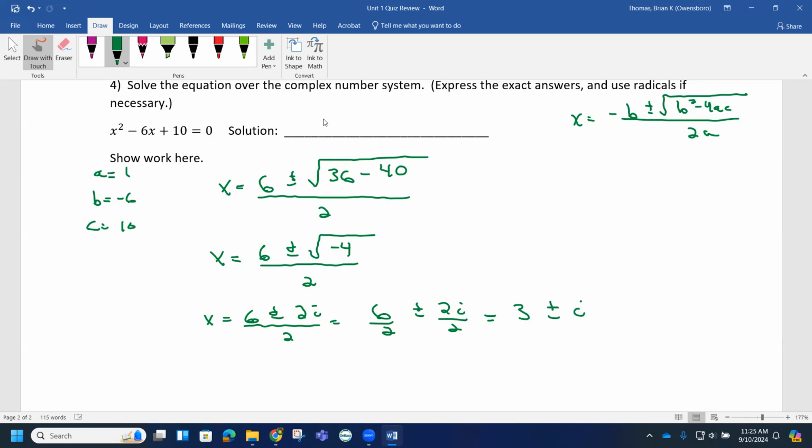So our solution would be those two solutions. So 3 plus or minus i becomes our two solutions. You could separate them with a comma, if you will, as well. So I think the work looks okay there. So you can use those as ways to prepare for your quiz.